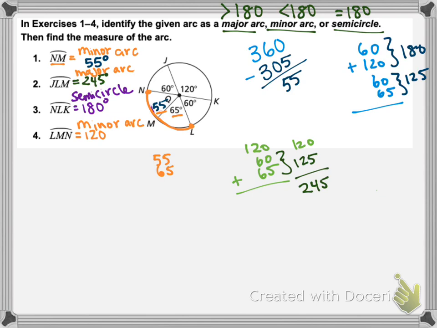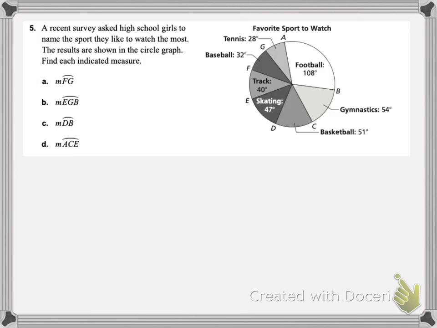So you'll have a section like this on your quiz. So make sure you know how to do both pieces, the arc type and the measure, because it is going to ask both. This next one is a survey.